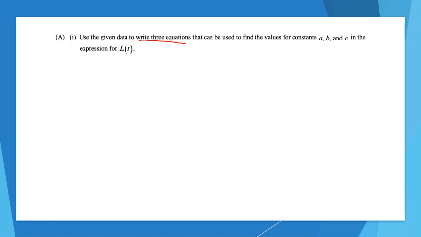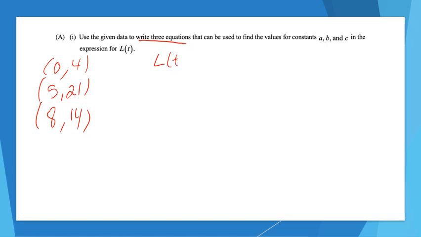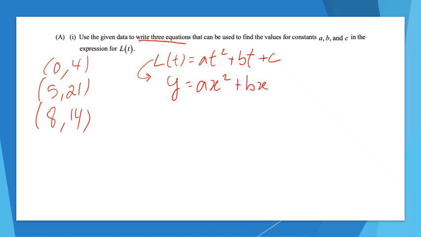That's part 2. So what we're going to do here is take a look at our 3 points, right? We have 0, 4, we got 5, 21, and we have 8, 14. Now take a look at our equation. We have L of t equals a t squared plus b t plus c. Now let's plug these points in. But first, let's translate this equation, right? We're not changing the equation. We're not adding, subtracting, or multiplying. Just write it in terms of x and y, like y equals ax squared plus bx plus c.